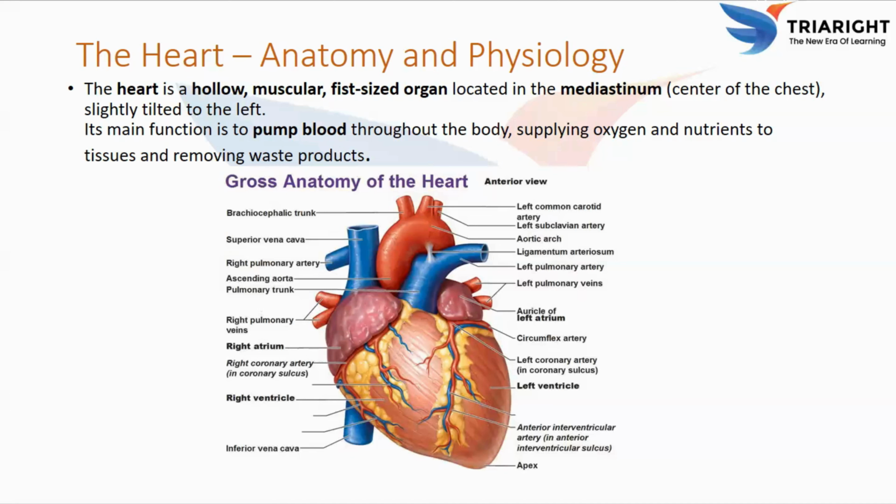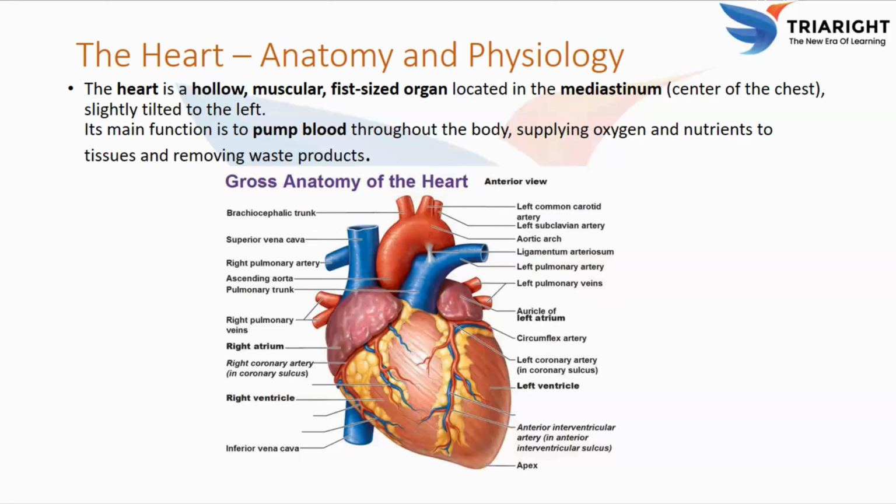The aorta is the largest artery, the red colored one at the top. This carries the oxygen-rich blood from the left ventricle to the whole body. This includes the ascending aorta, aortic arch, and also the descending aorta.